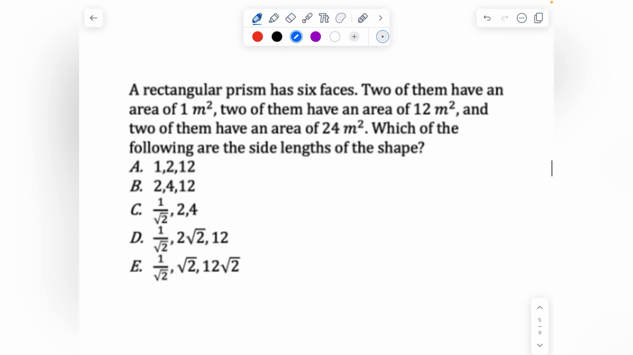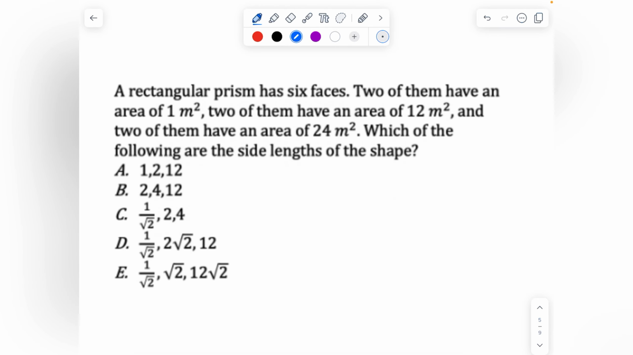A rectangular prism has 6 faces. 2 of them have an area of 1 meter squared, 2 of them have an area of this, and 2 of them have an area of this. Which of the following are the side lengths of the shape? Okay, so 6 faces. A rectangular prism. So let's just draw a rectangular prism just to visualize. It's going to make it a little easier.